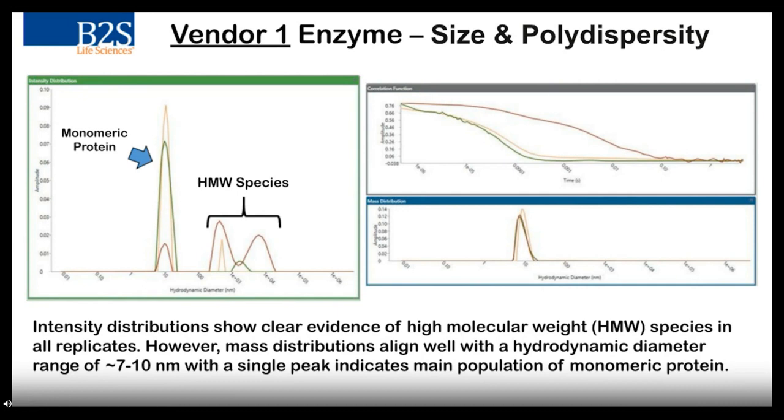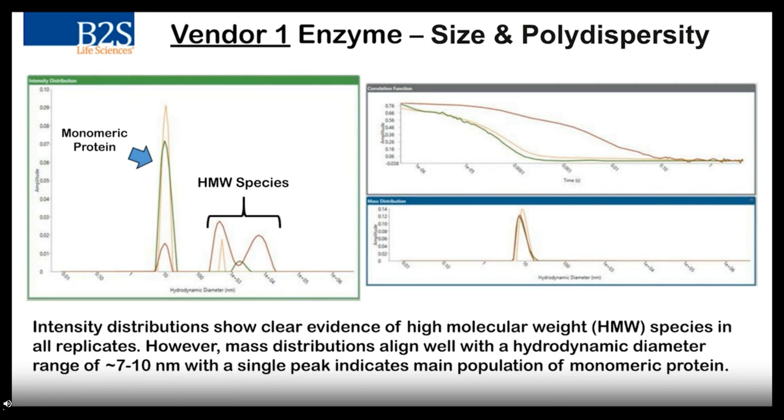So moving into the data analysis portion of this case study, we first analyzed the vendor 1 enzyme using the size and polydispersity method on the UNCLE platform. This is a dynamic light scattering method, so DLS, and this generates 3 plots in our configuration. On the left, you have the intensity distribution, which gives you the hydrodynamic diameter that Kevin introduced earlier, and the amplitude on the y-axis.